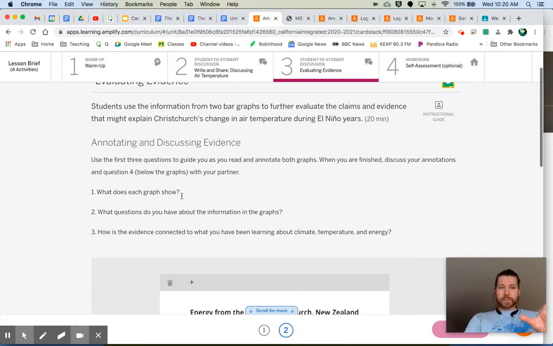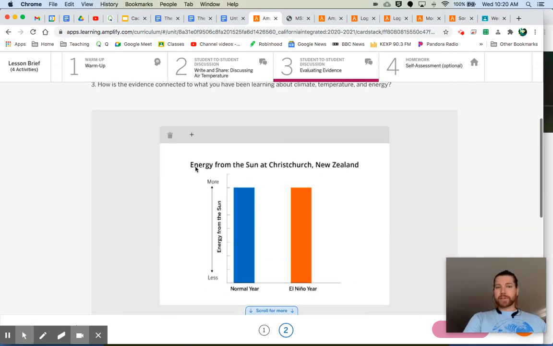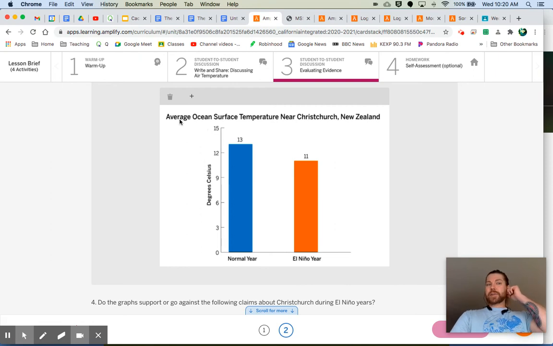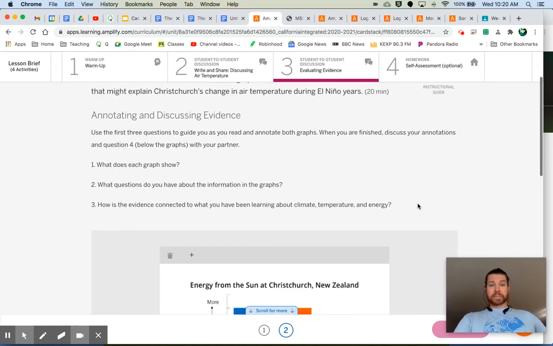So the first question, because it says use these questions: what does each graph show? Okay. So it looks like the first graph is showing energy from the sun at Christchurch, New Zealand. Okay, great. We've talked about energy from the sun. The second graph, average ocean surface temperatures near Christchurch, New Zealand. Interesting. So these are two graphs that we have not seen before. The only graph that we've seen so far is average air temperatures.